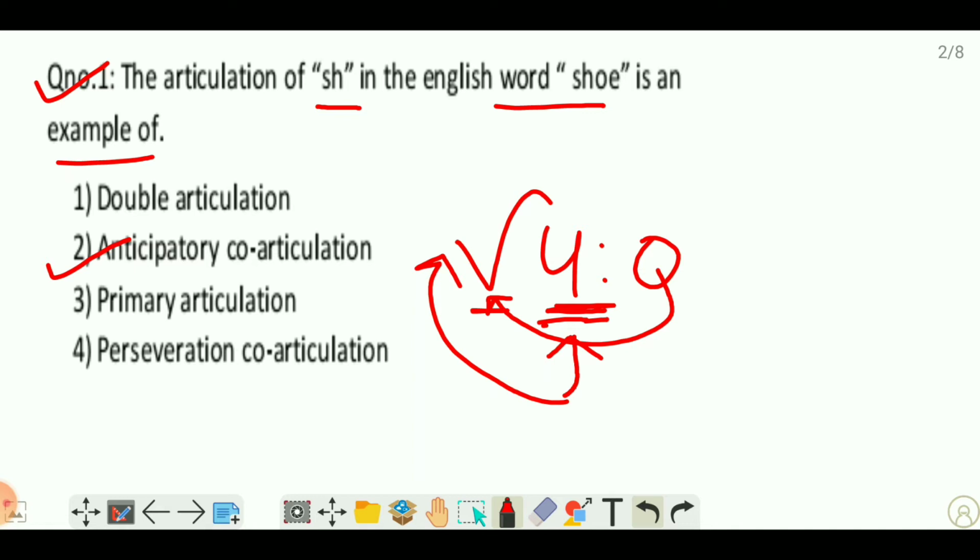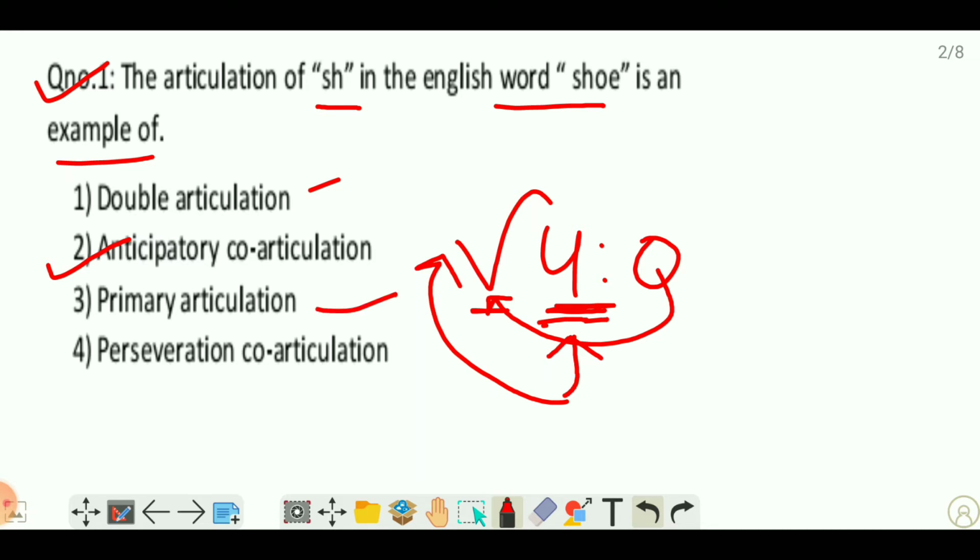So the correct option is second. The concept of double articulation was given by Andre Martinet in 1908. According to this concept, speech can be analyzed at two levels. The first level is the word level or the morpheme level, that is the meaningful unit of language, and this constitutes the first articulation. And then the language can be analyzed at the level of meaningless sound units, that is phonemes, which constitute the second articulation. This concept is sometimes called the duality of structure of a language.